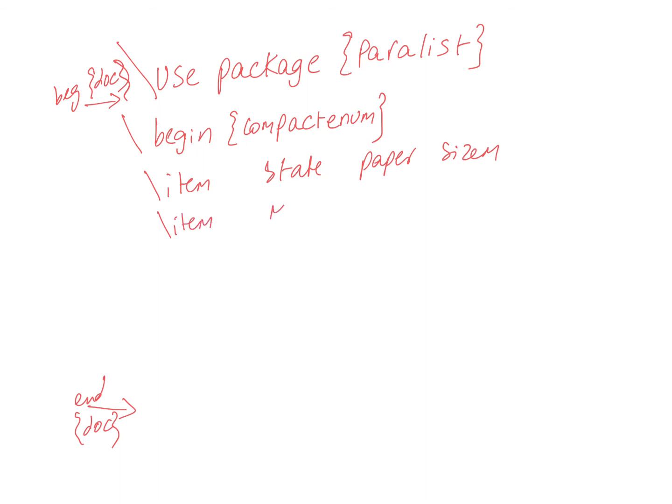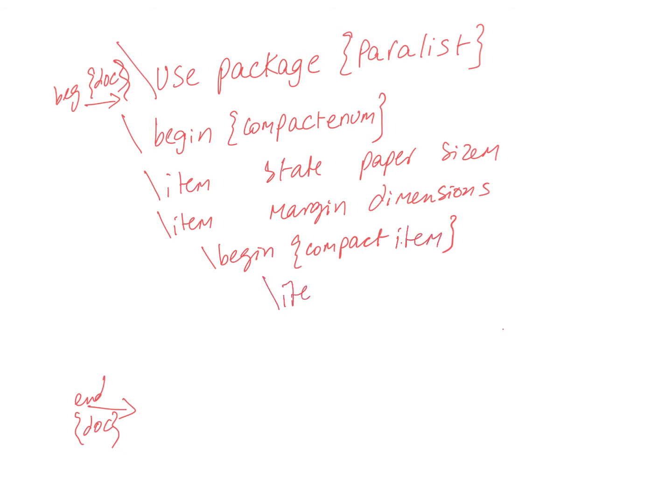Item, margin dimensions. And then begin compact enumerate, right? Or if we want to compact the item itself, it depends what you're writing. Either you'll use compact enum or compact list. So let's use compact list over here and see what happens. Sorry, compact item over here.